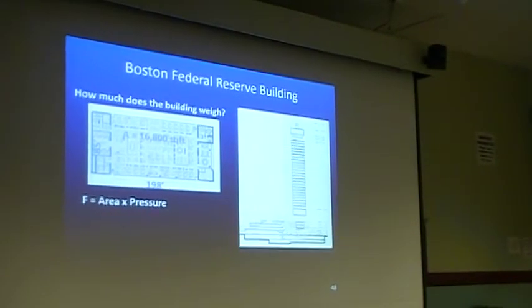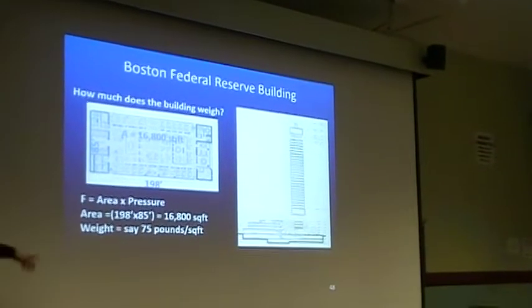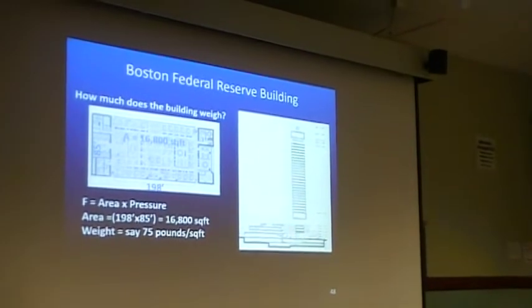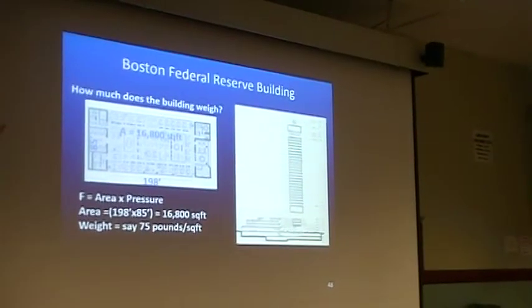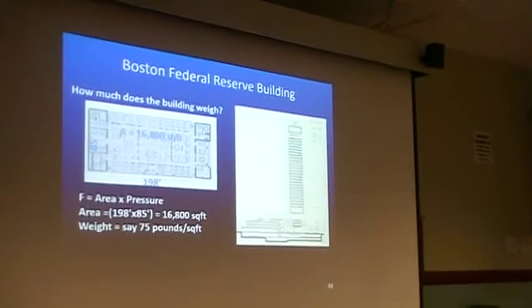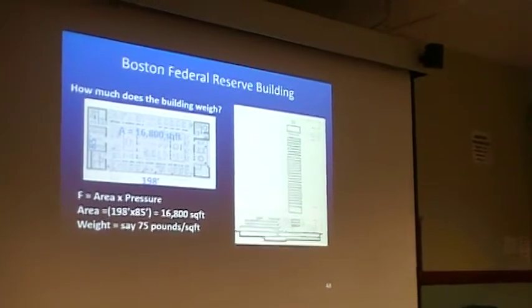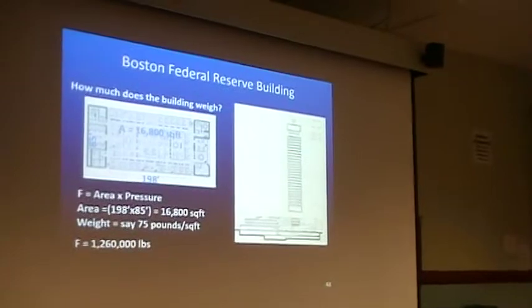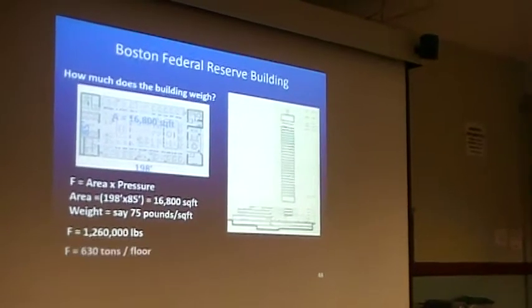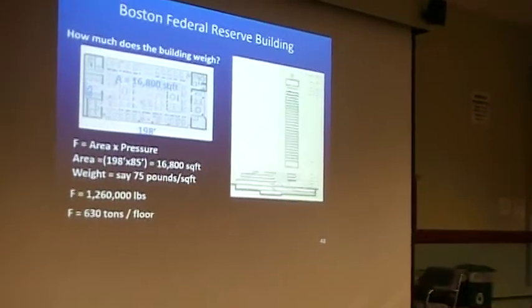Take a guess at how much it weighs. I'm going to throw out it's about 75 pounds a square foot. Concrete deck weighs about 50. There's stuff hanging. You add up all the things. There's a facade on the side. It's about 75, give or take. You'll refine it later. Each floor weighs a little over 1 million pounds. Each floor therefore weighs about 360 tons.